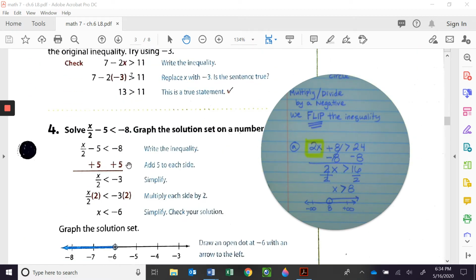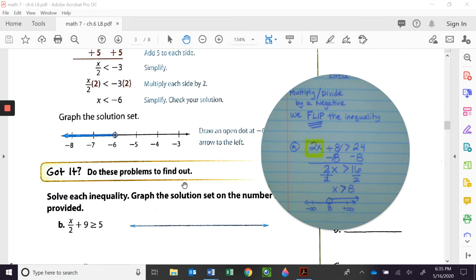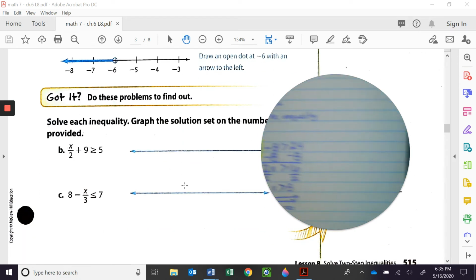Okay, here they've added 5. Then they multiplied by 2. Nothing happened to your inequality because it's positive. Open circle, less than. Okay. Okay, so let's look at some more examples here.